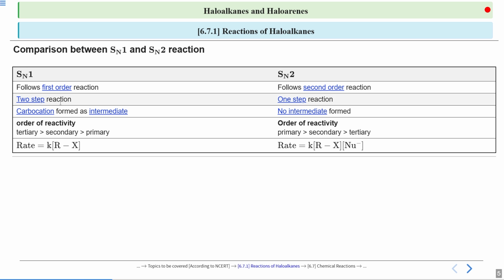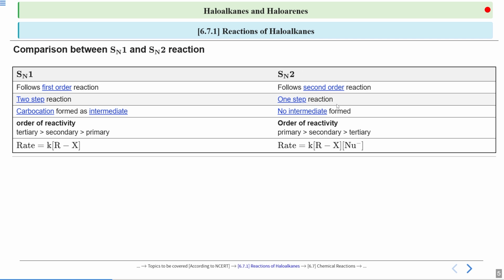SN1 reaction is a two-step reaction. Remember, we have seen that SN1 reaction is a two-step reaction. First reaction is the slowest step, which is also the rate determining step. Second step is the fast step, where the nucleophile is attacking on the carbocation to get the product, right? So SN1 is a two-step reaction involving a formation of intermediate.